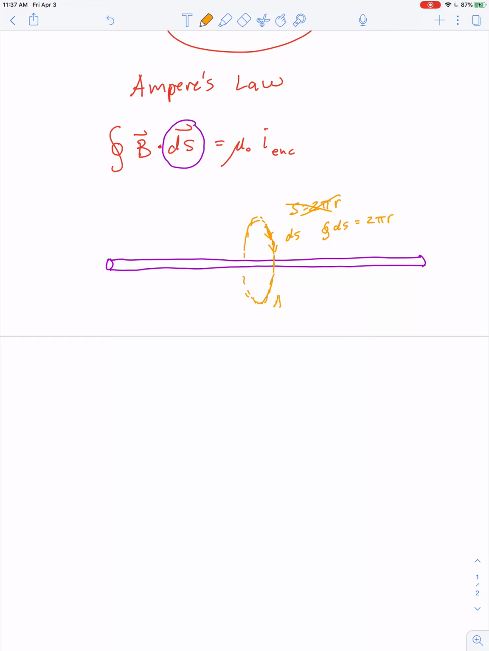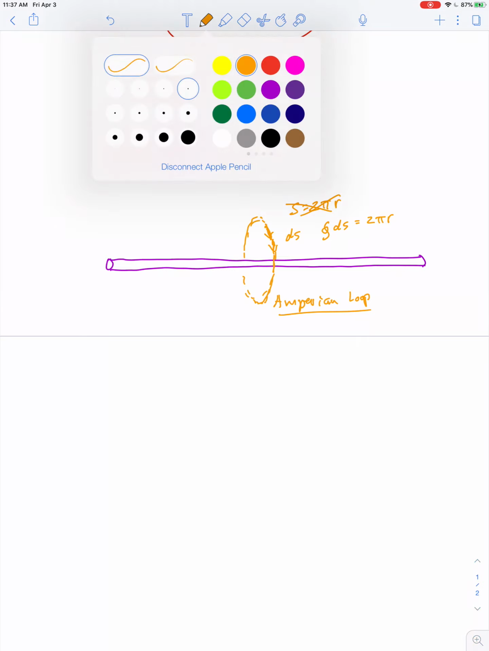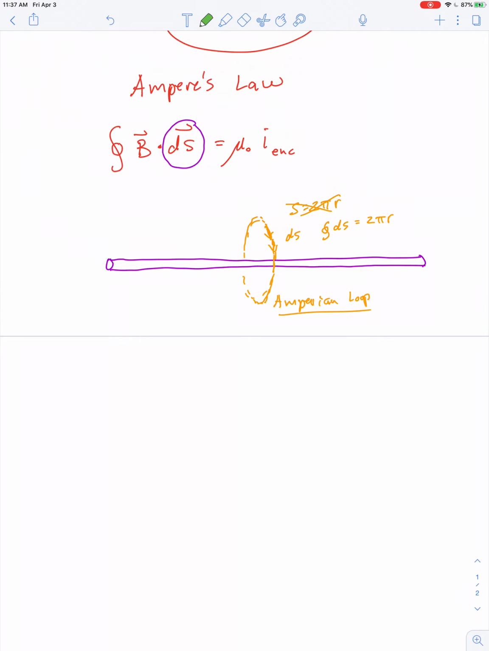So there it is. I've chosen at liberty some Amperian loop. Well, not completely at liberty, right? I'm trying to match the shape of my Amperian loop to the expected shape of the magnetic field lines. I already have, based on Ørsted's discovery, an inkling that the magnetic field lines, when current flows to the right, form circular loops around the wire.